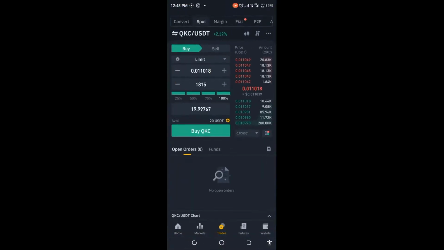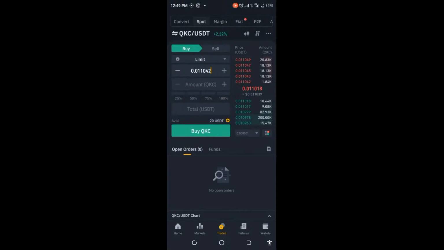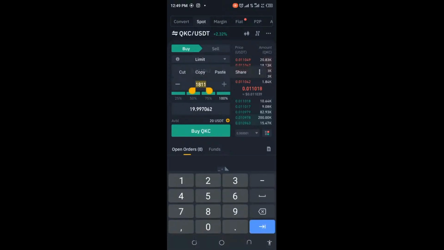But now, because we want to get it bought immediately, let's tap on this. Let me go back, and let's try out something. Let's tap on that first red. You can see that the price is higher than it actually is. You can see that the price is 0.011042. But right now, what we really want to buy, which is the current price that's showing us, is 0.011018. So you can see that it's higher here. But now what I want to do is just do a quick simulation. Wow, we get 1811.